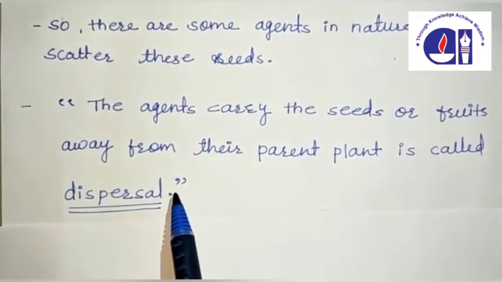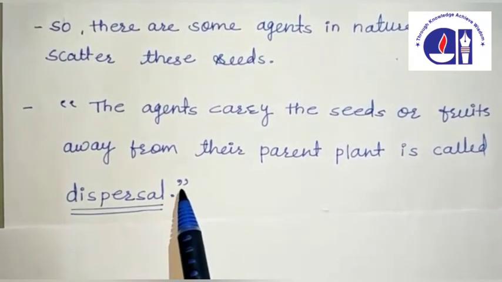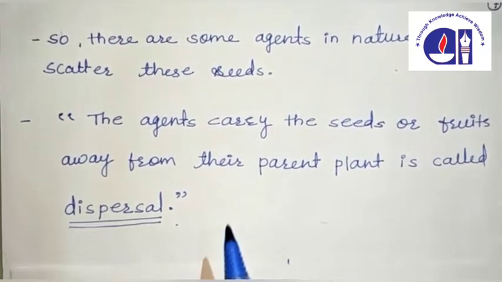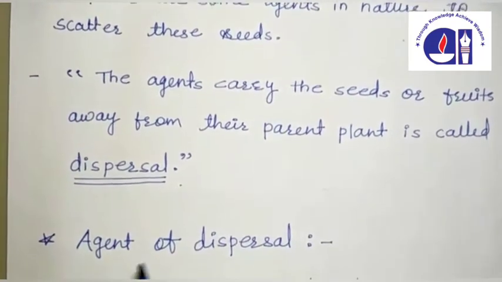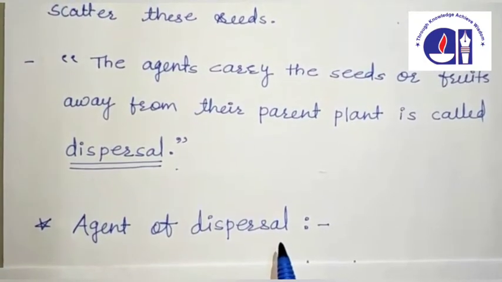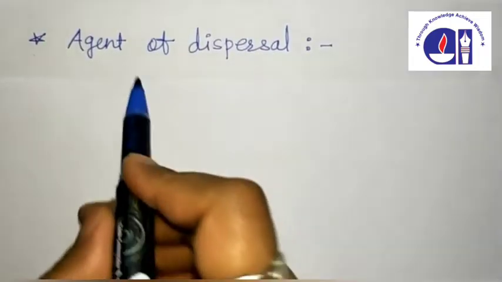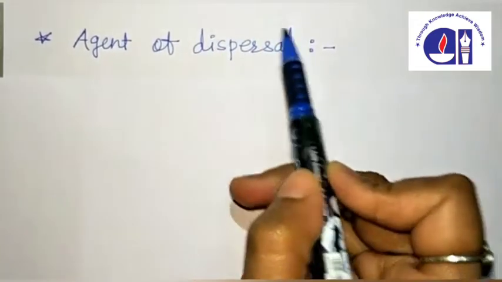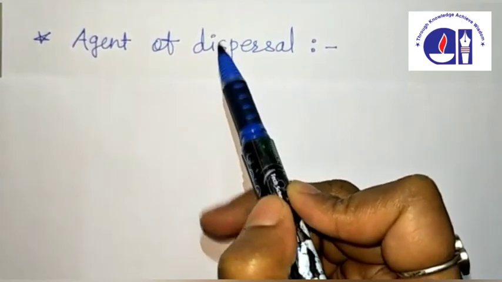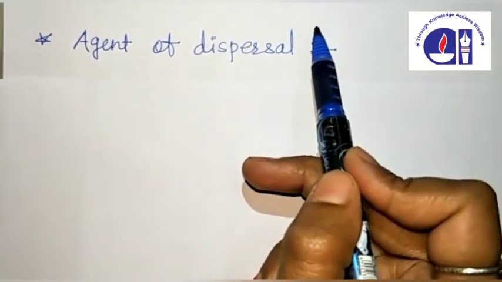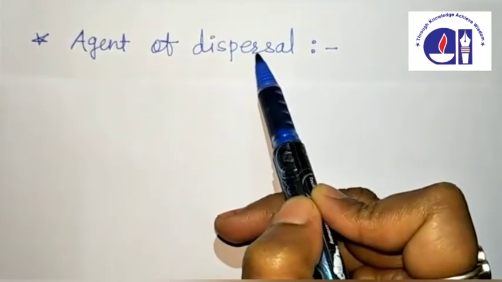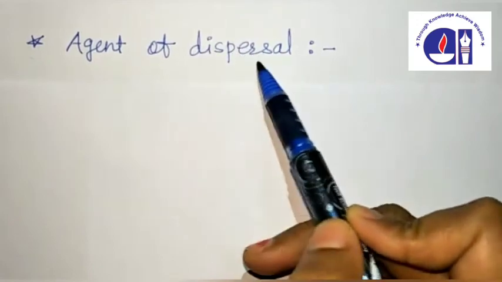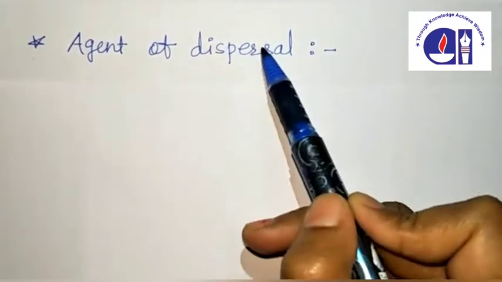Understand, students? What is dispersal? Now we will see the agents which are responsible for dispersal. Okay? Now see, students, the agents of dispersal. We know now that dispersal means the seed goes away from its parent plant. The seed or the fruit of a plant being carried away from its parent plant is known as dispersal.